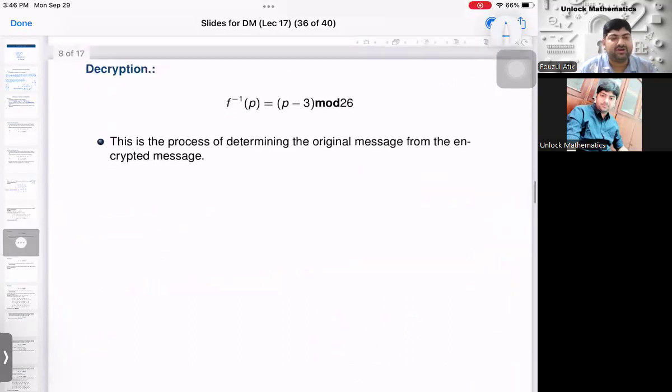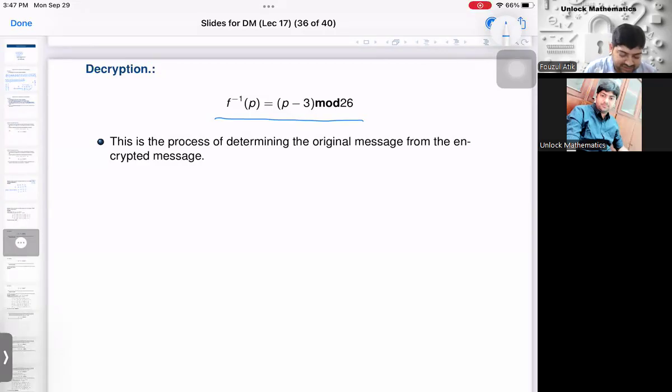Now, once you have the encrypted message, you should get back to the original message, right? So how to get back the original message? Using this inverse function: f inverse of p is equal to p minus 3 modulo 26. Right? So how to do it? We'll find f inverse of p equal to p minus 3 mod 26. And we all know that the remainder is always less than the divisor, which is 26, and it is a non-negative quantity. So we have to make it accordingly. Right?